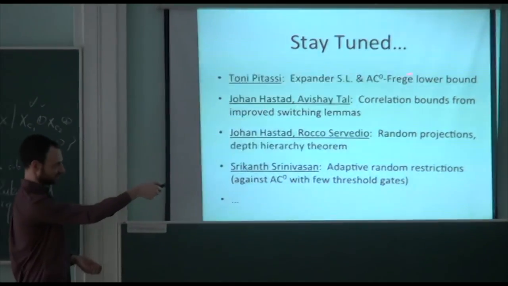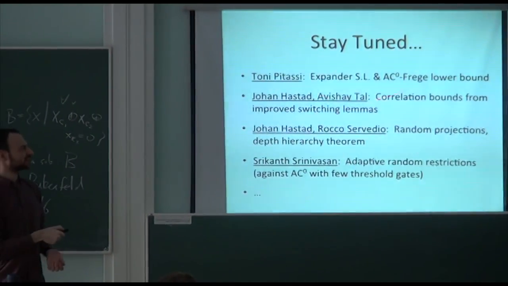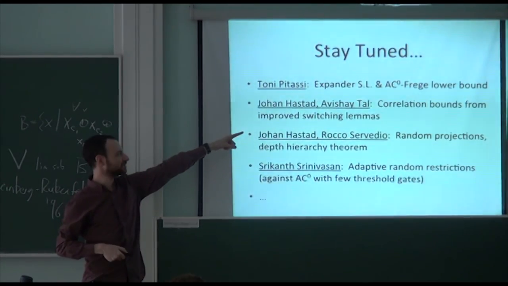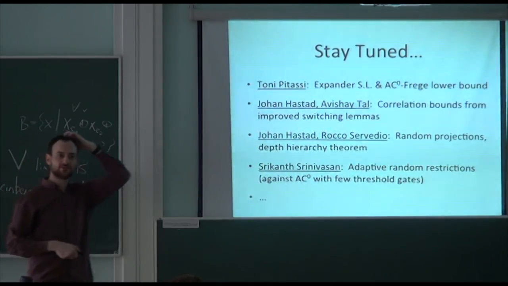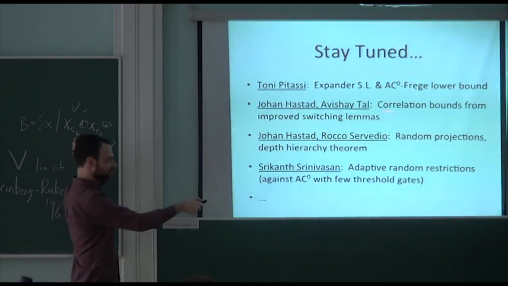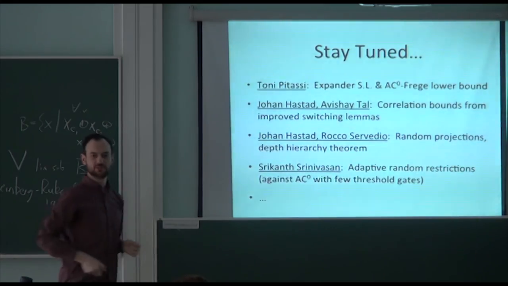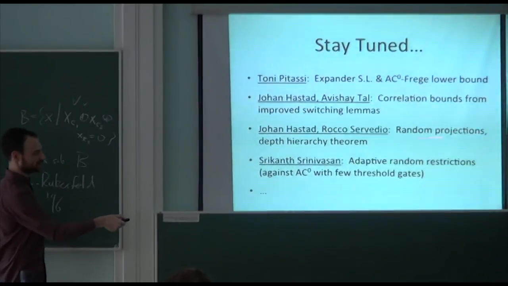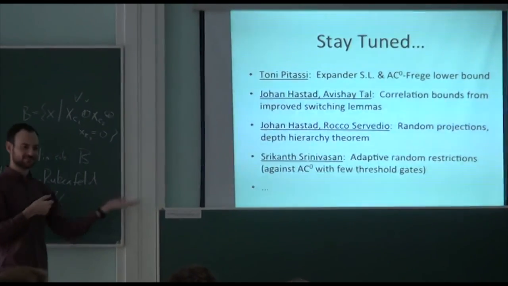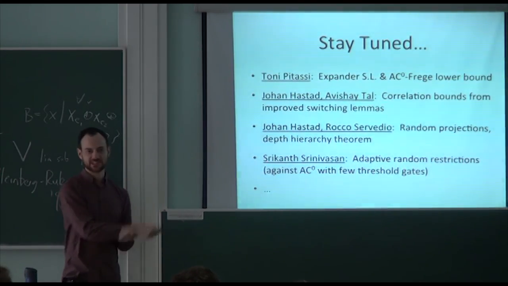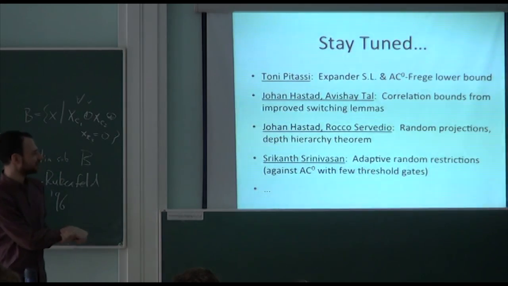Tony will talk about this expander switching lemma, and in particular the additional gymnastics you need to get the proof to work in this AC0 Frege setting. There'll be talks by Johan and Avishai, giving correlation bounds from improved switching lemmas. And I think Johan and Rocco will be talking about yet another class of random restrictions which come from projections and this depth hierarchy theorem, which I didn't touch in this talk.